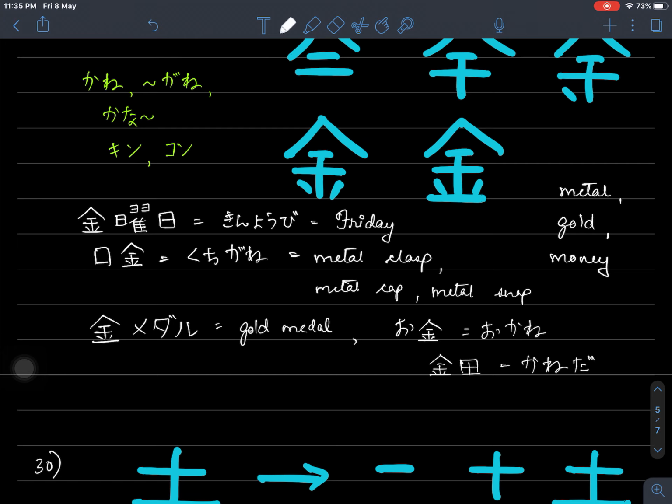For those of you who have watched the 1988 cult classic Akira, there is of course the protagonist who is also named Kaneda. So this is how you would write that Kaneda's name. This is Kaneda.